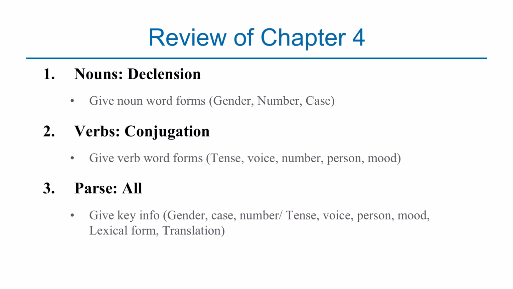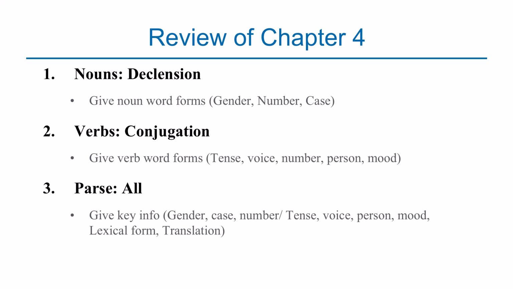And just a reminder, what is conjugation? To conjugate a verb means to show how it changes form in order to express person, number, tense, voice, and mood. And so verbs are conjugated while nouns are declined.